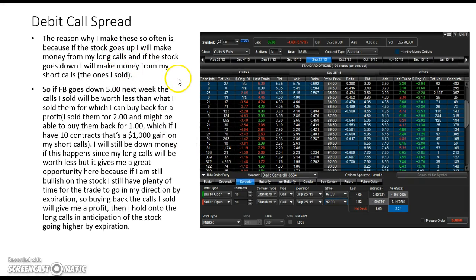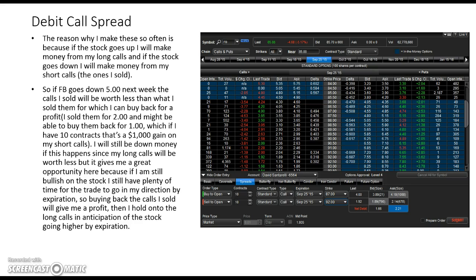The reason why I make these trades so often is because if the stock goes up, I will make money from my long calls, and if the stock goes down, I'll make money from my short calls, the ones that I sold. So if Facebook goes down $5 next week, the calls I sold will be worth less than what I sold them for, which I can buy back for a profit. I sold them for $2, I might be able to buy them back for $1, which if I have 10 contracts, that's a $1,000 gain on my short calls.